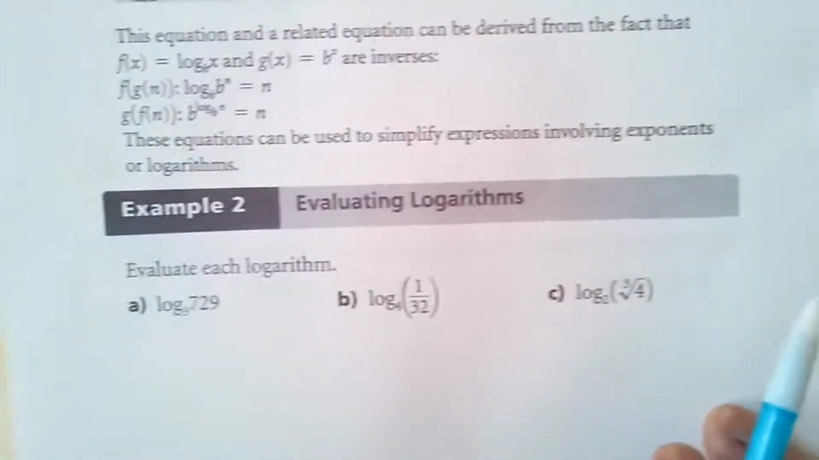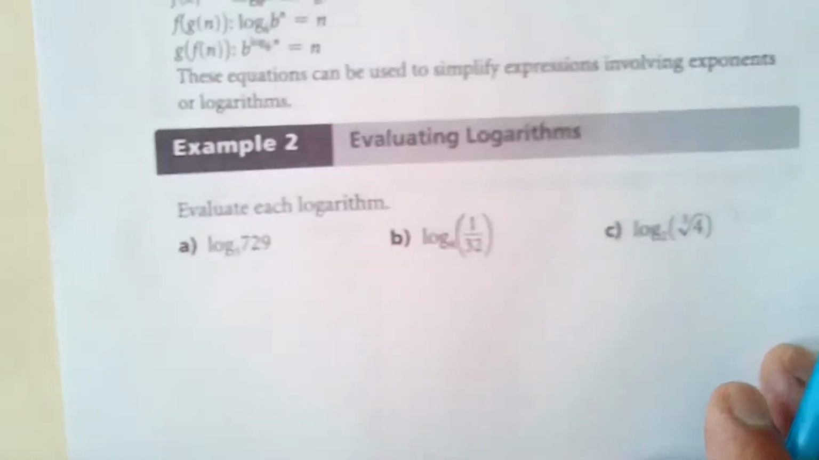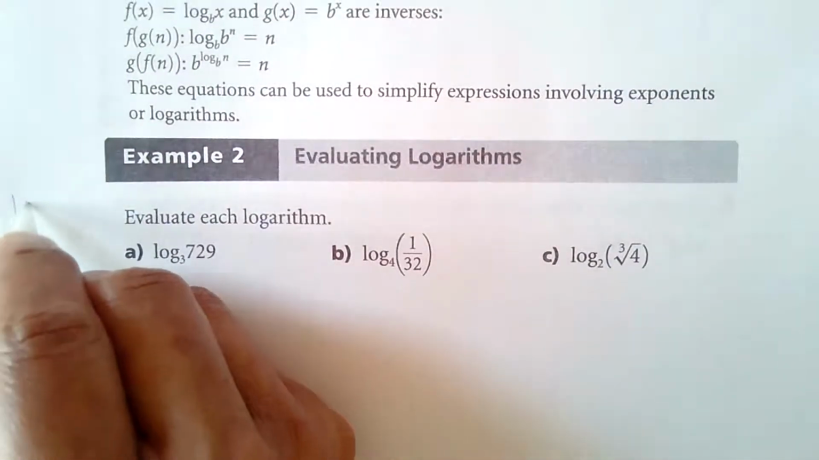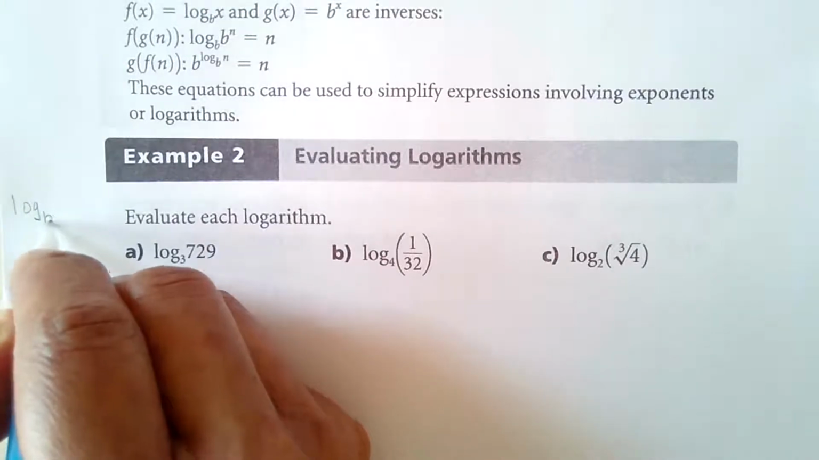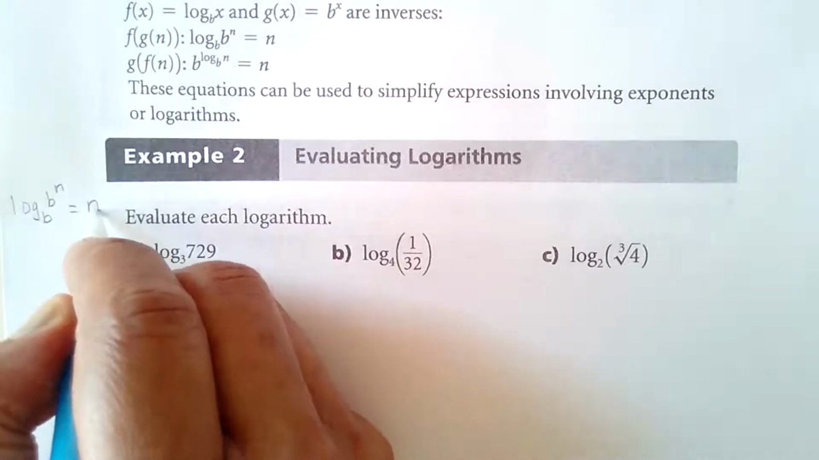So I'll write that in the corner here so we can compare them as we go through them. So we have log base b of b to the n. The answer is n, is log n.